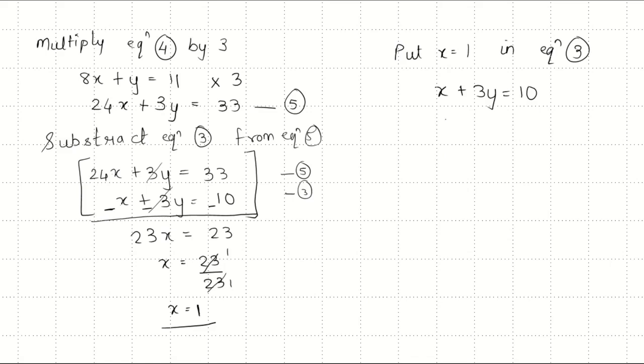We can easily substitute the value. So x is 1 plus 3y is equal to 10. So 3y is equal to 10. This plus 1 will come on the right hand side, it will become minus 1. 3y is equal to 9.